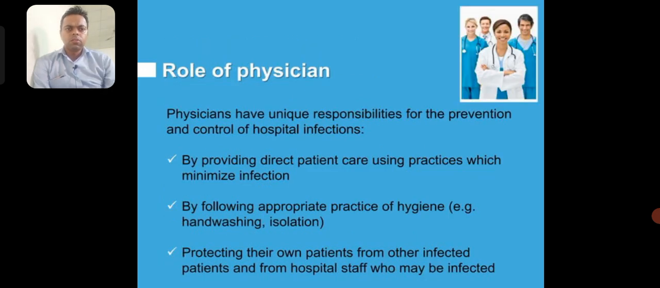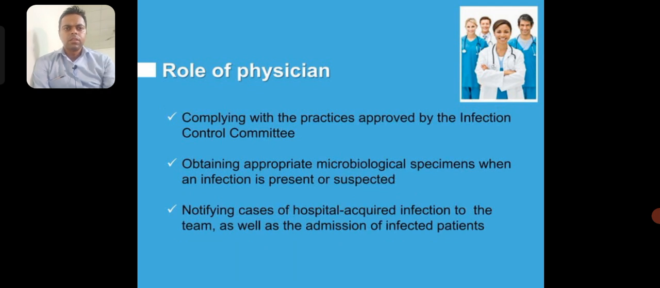The role of physician in hospital acquired infection. Physicians have a unique responsibility for the prevention and control of hospital acquired infection by providing direct patient care, using practices which minimize infection by following appropriate hygiene practices, that is hand washing, isolation, protecting their own patients from other infected patients and from hospital staff who may be infected, and complying with the practices approved by the infection control committee, obtaining appropriate microbiological specimens when an infection is present or suspected, notifying cases of hospital acquired infection to the team as well as admission of infected patients.